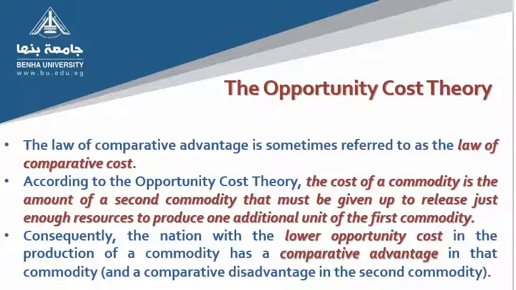No assumption is made here that labor is the only factor of production or that labor is homogeneous, nor is it assumed that the cost or price of a commodity depends on or can be derived completely from its labor content. Consequently, the nation with the lower opportunity cost in the production of a commodity has a comparative advantage in that commodity and a comparative disadvantage in the second commodity. Let's see an example.